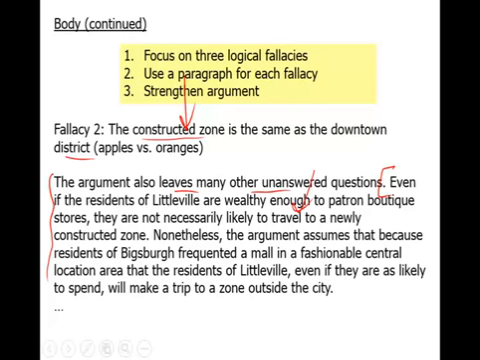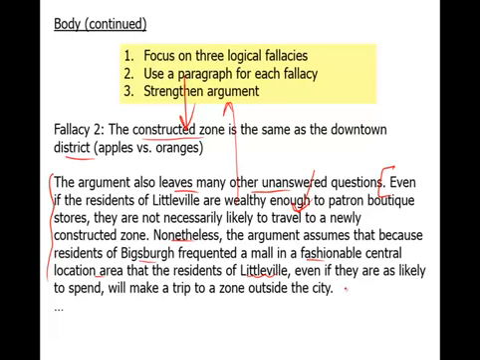How far is the zone? It could be outside the city. It could be near a dangerous area. All these things we don't know. Nonetheless, the argument assumes that because residents of Vicksburg frequented this mall in this central location, Littleville people will do the same thing. Now, at this point, we can strengthen the argument or we can refute it.